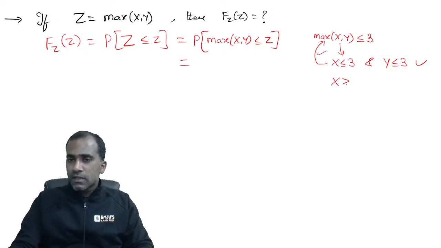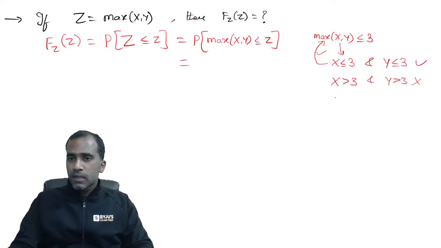X greater than 3. If x is greater than 3, then the maximum of a value which is greater than 3 will be greater than 3 only. No, it will not satisfy this relation, right? If x is greater than 3 and y also greater than 3, then this relation will not happen. If any of this is happening, this will not happen. So this can't be written in this format because these two are not the same things.